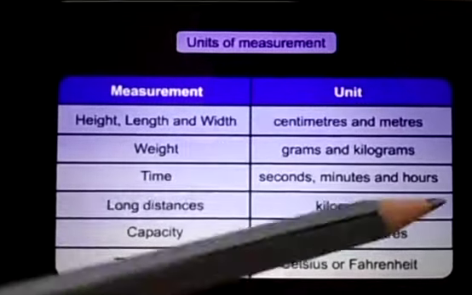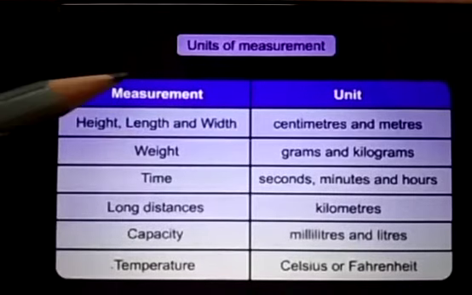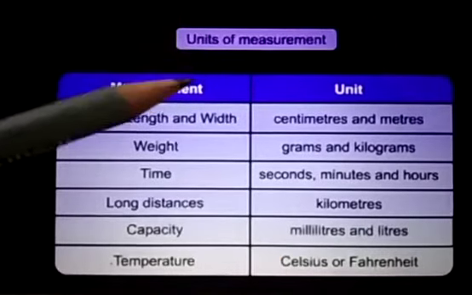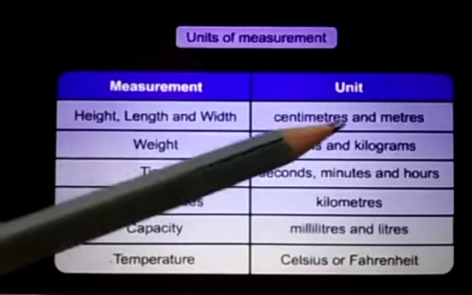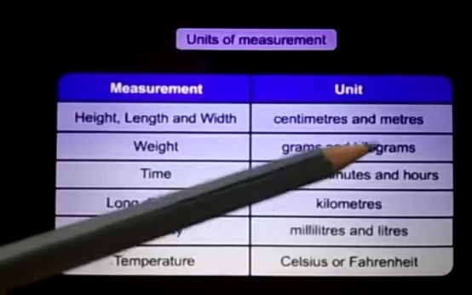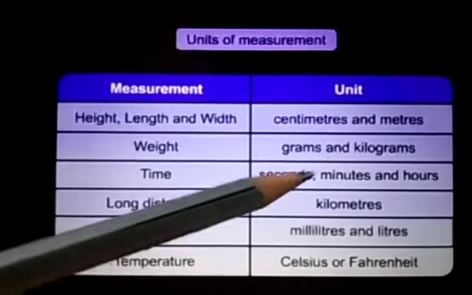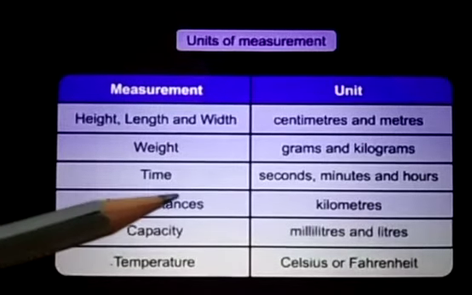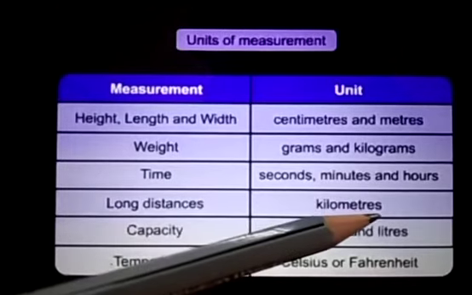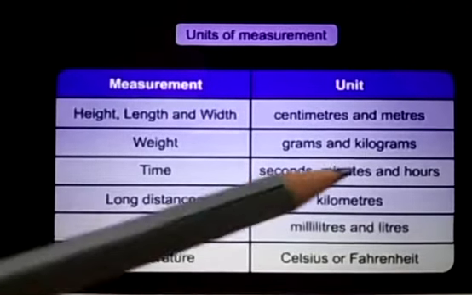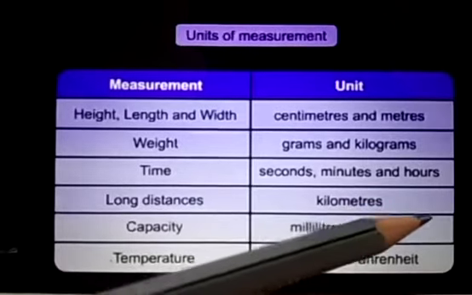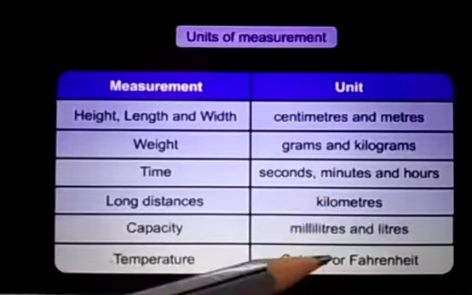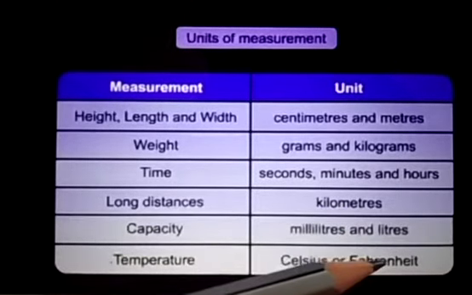Remember this. This should be written in your classwork, students. All the measurements and their units. Copy the same table as I have shown in the figure. Weight: the units of weight are grams and kilograms. Time: seconds, minutes and hours. Long distance can be measured in kilometers. Capacity can be measured in milliliters and liters. The temperature of the body can be measured in Celsius or Fahrenheit.